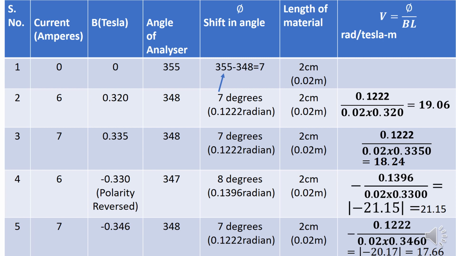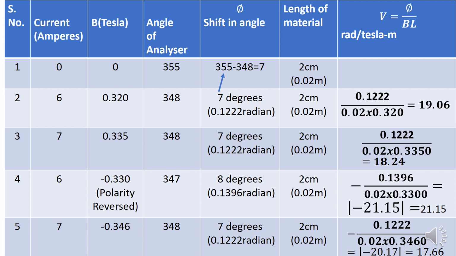Accordingly, the shift angle is 7 degrees. This is also in radians, because I am measuring the reading in radians also. The unit is radian per Tesla per meter. The value is 0.1222 radian, 0.02 is the length of the material, and 0.320 is the magnetic field. Accordingly, the reading is 19.06. Similarly, for 7 ampere, this is the reading.